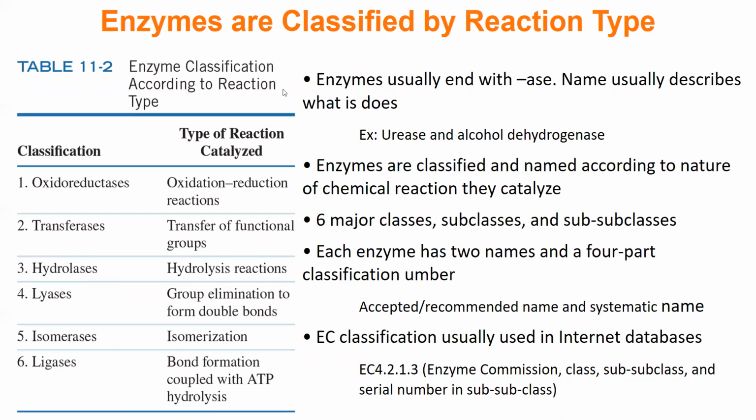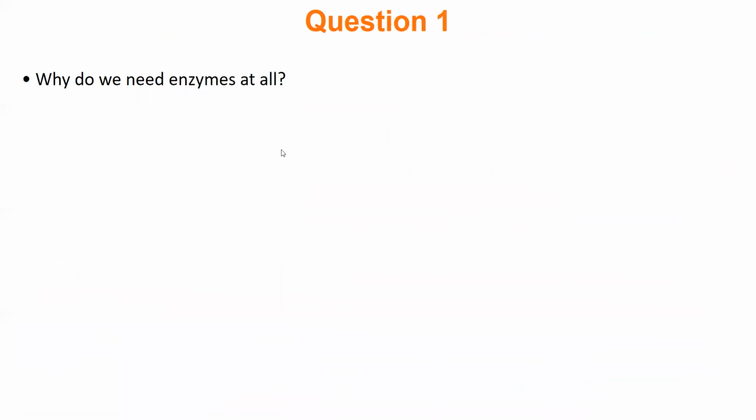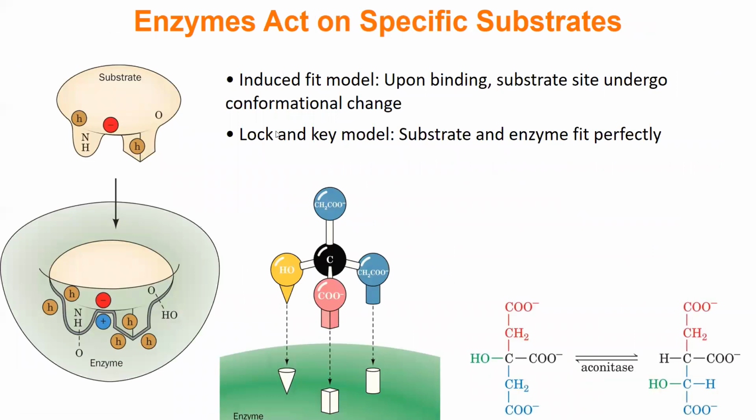That's all it is. So our first question here is, why do we need enzymes? Well, hopefully the first slide got that across. Without enzymes, we could not do reactions on the scale or on the speed we would need to have life. And so we would all die because reactions would be much too slow.